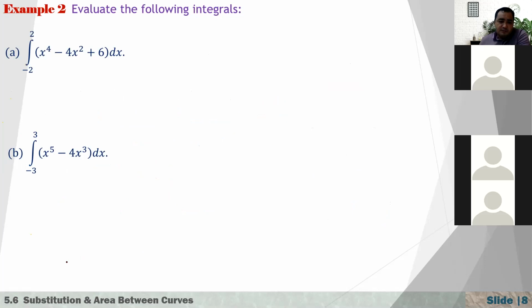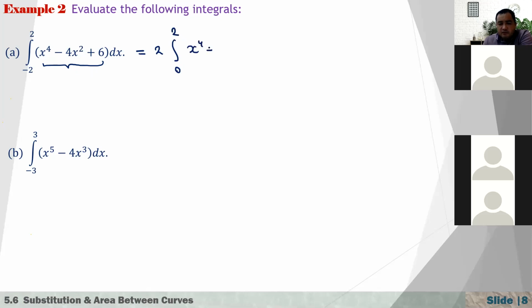All right, let's apply this to this question here. Evaluate the following integral. We could evaluate it without using this, but if you look at the function, all the powers of x are even. So that is an even function. So this integral is simply equal to 2 times the integral from 0 to 2.